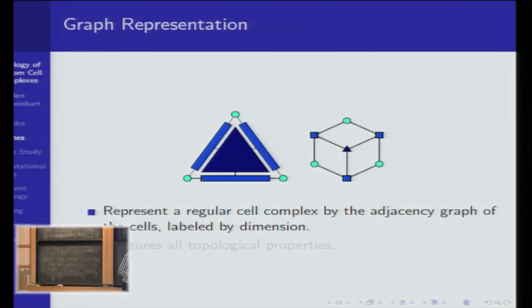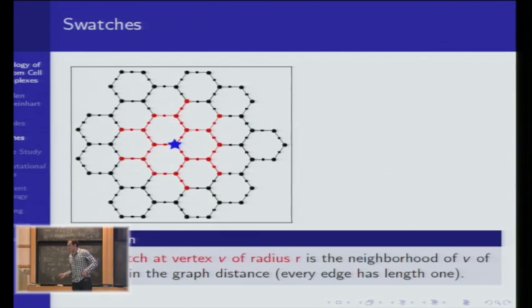So here the labels are in terms of the shapes. Over here, the triangle is a 2-cell, the circle is a 0-cell, and the square is a 1-cell. And then we put an edge between cells of neighboring dimensions. Okay, so now we've represented our cell complex by a graph.